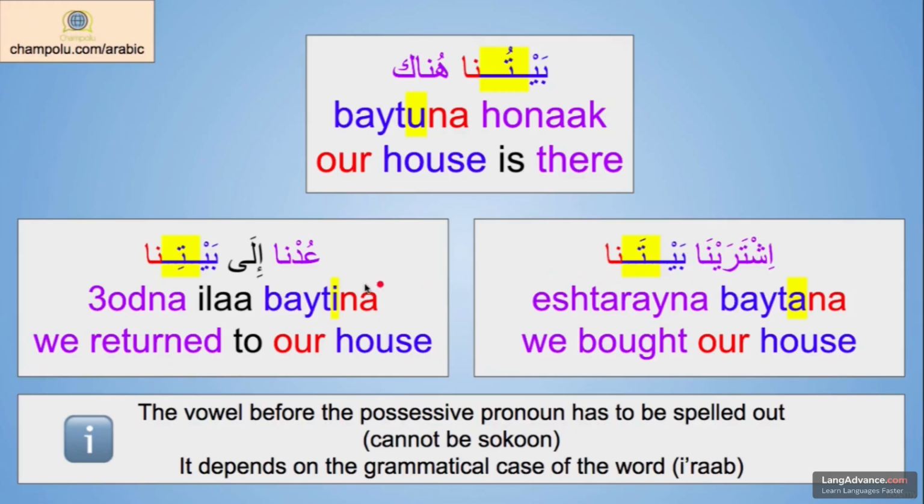And then when we are using it in an indirect object or after a preposition, it becomes something like عدنا إلى بيتنا. So the sound that comes after the word is i, بيتنا. And this is because it comes after a preposition here. So عدنا إلى بيتنا.